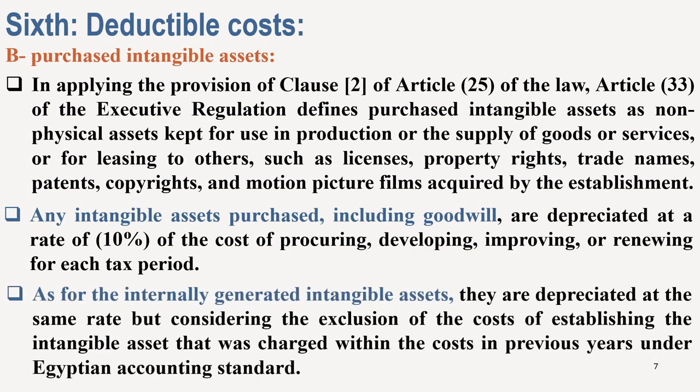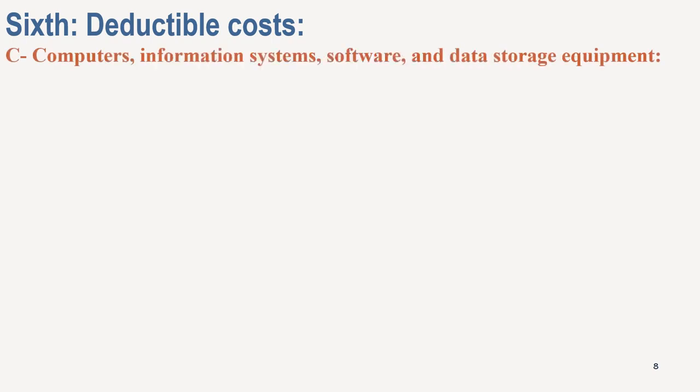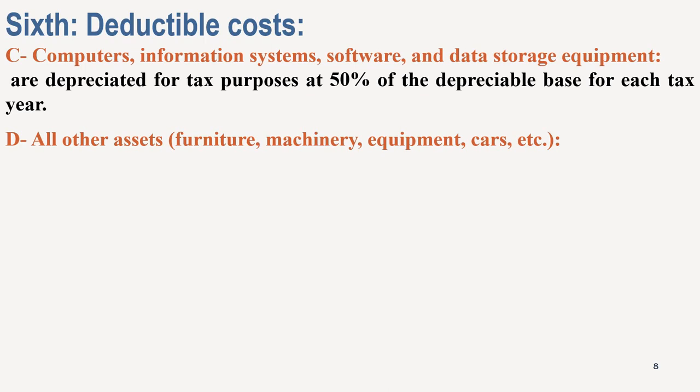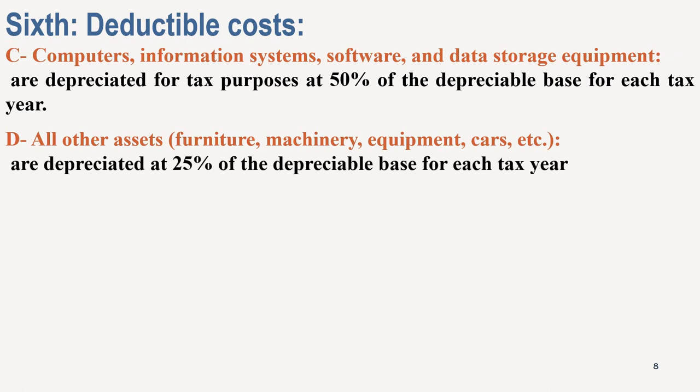As for the internally generated intangible assets, they are depreciated at the same rate, but considering the exclusion of the cost of establishing the intangible asset that was charged within the cost in previous years under the Egyptian accounting standards. Computers, information systems, softwares, and data storage equipment are depreciated for tax purposes at 50% of the depreciable base for each tax year. All other assets, furniture, machinery, equipment, cars, etc., are depreciated at 25% of the depreciable base for each tax period.